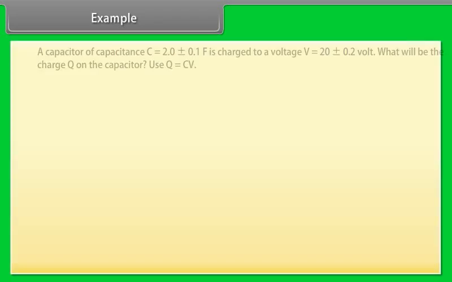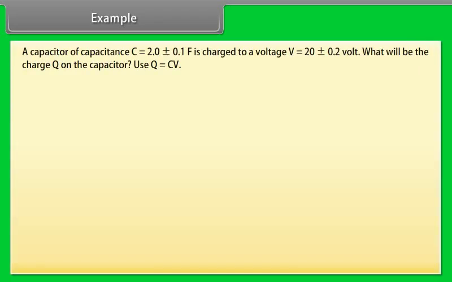Example. Let's take an example of errors. A capacitor of capacitance C equal to 2.0 ± 0.1 microfarad is charged to a voltage V equal to 20 ± 0.2 volt. What will be the charge Q on the capacitor? Use Q equal to CV. Let us see the solution.